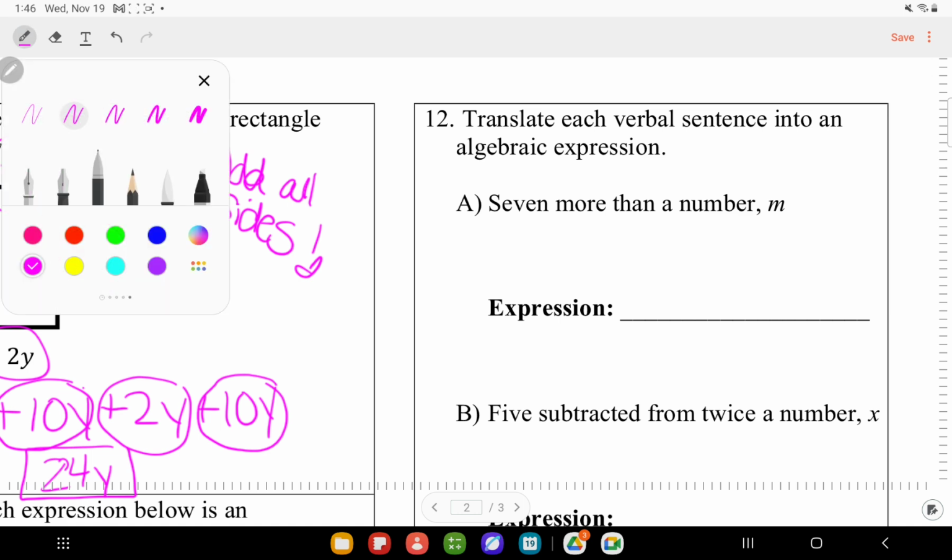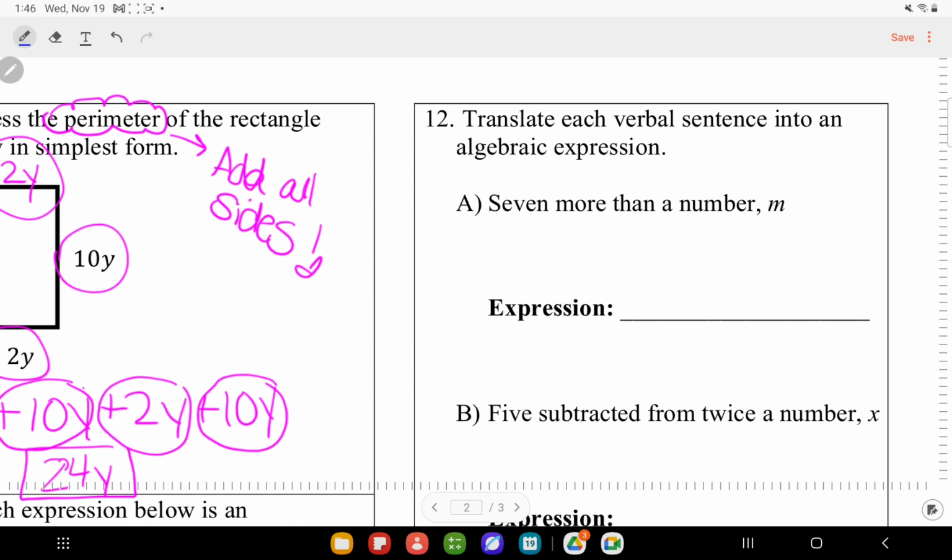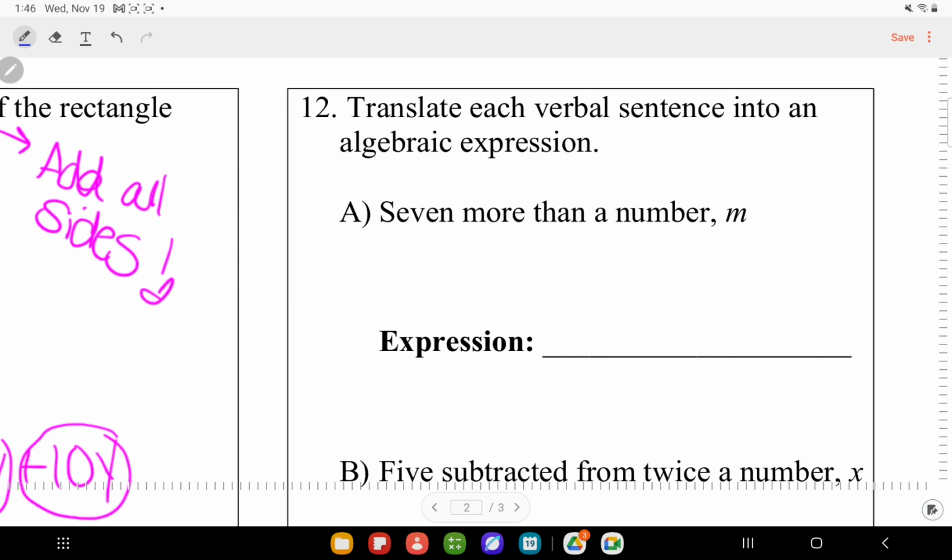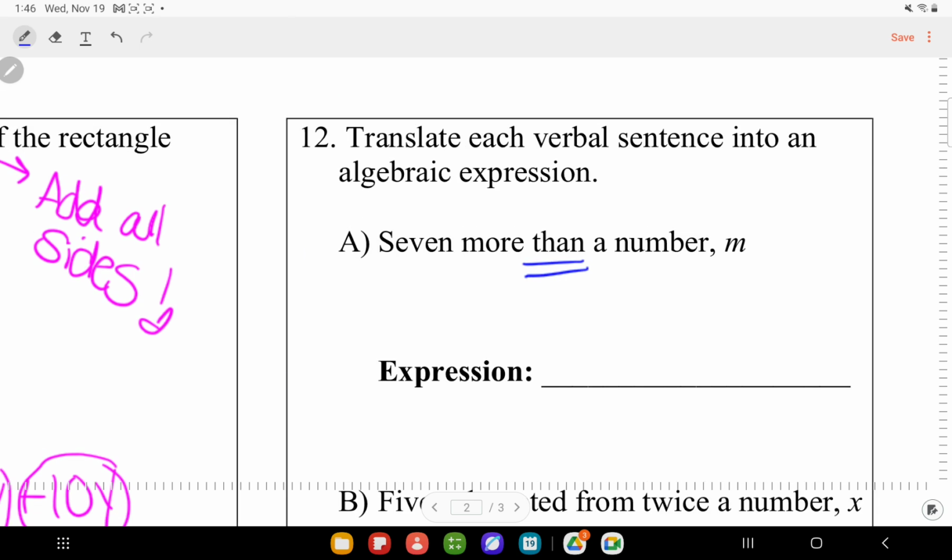Speaking of translate: translate each verbal phrase into an algebraic expression. It's a fancy way of saying, hey, take this sentence and make it look like math, some type of algebraic expression, an expression with numbers and letters. So, 7 more than a number m. Remember, more than is one of our switch words. We have the words than and the words from are going to be switch words, which means we switch the order.